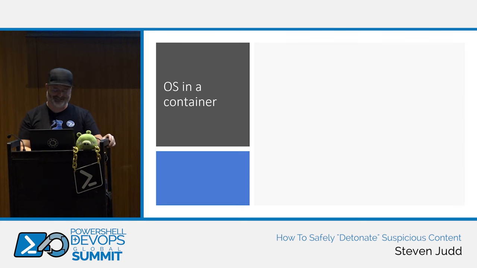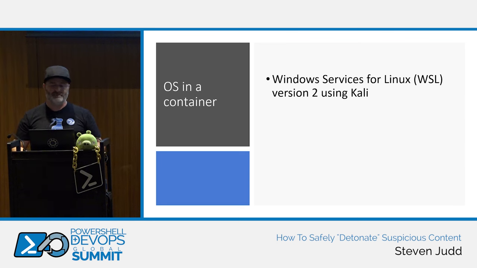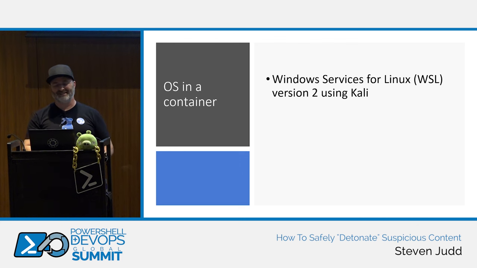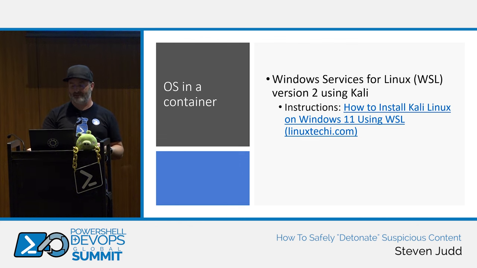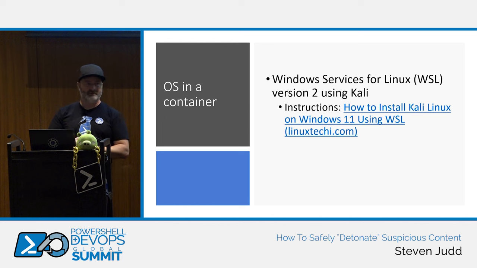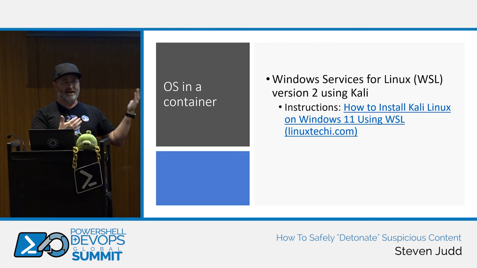All right, OS in a container. Windows Subsystem for Linux, version 2, using Kali. How many are familiar with Kali Linux? All right, it's a good one. Used by digital security people, lots of forensic tools already baked in, that's awesome. Here is how to install Kali Linux on Windows 11.